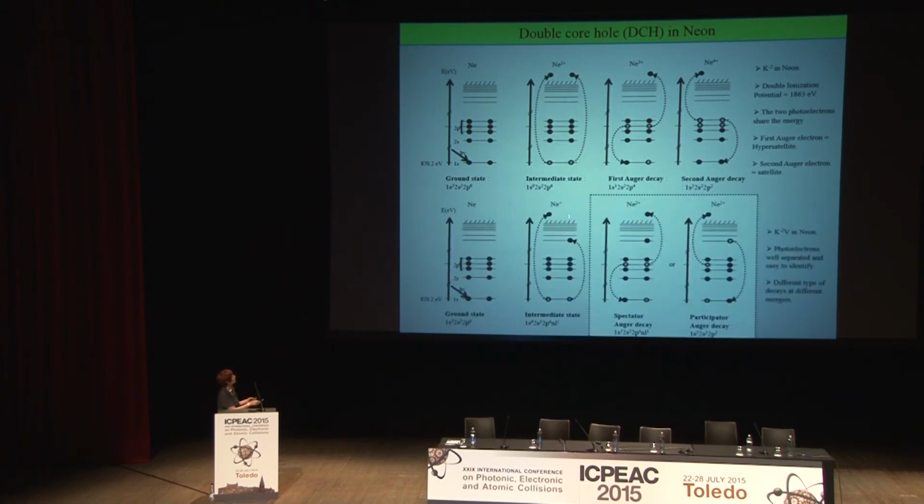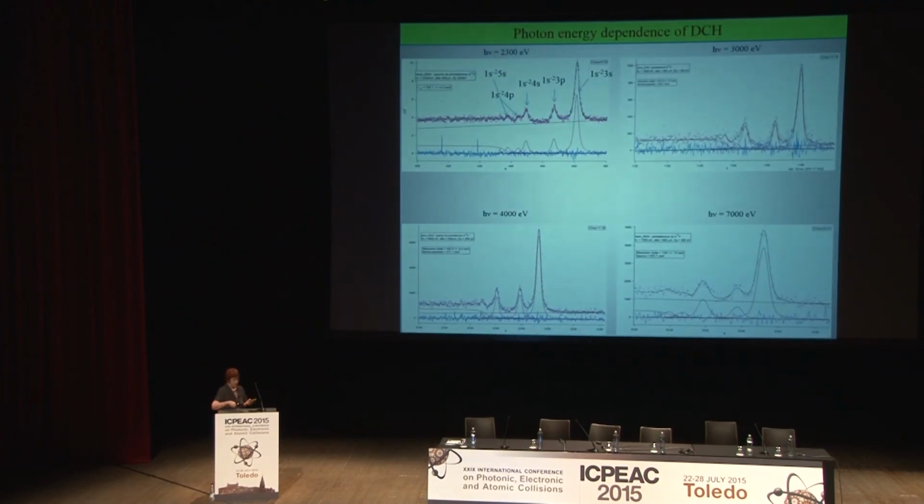But we could measure this singly charged state with 2 core holes and 1 excited electron. And we could look at the Auger decay for this particular state. And these are the equivalent of the spectator Auger decay and the participator Auger decay. So we could measure the neon hypersatellites. So these are the spectra. So those states are 1s-2 3s, 3p, etc.